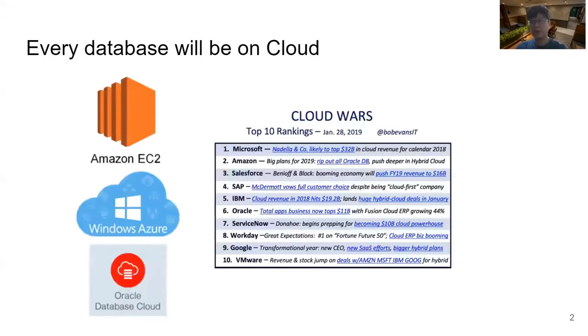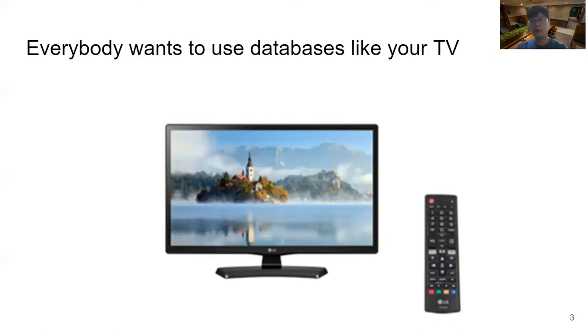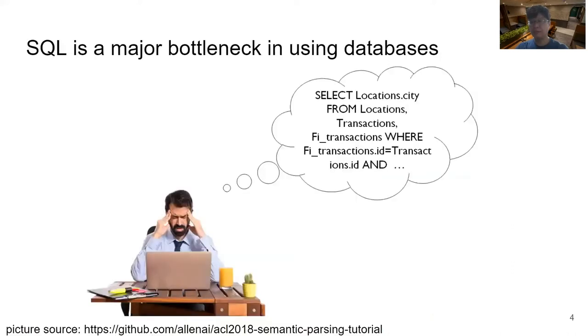We clearly see that virtually every database will be on cloud. So, all database vendors strive to survive in this market. In an era of cloud computing, everybody wants to use database like your TV. However, learning SQL is difficult for ordinary users. Natural language interfaces make humans interact with DBMSs through the use of natural language.